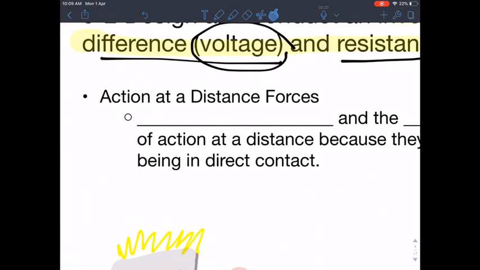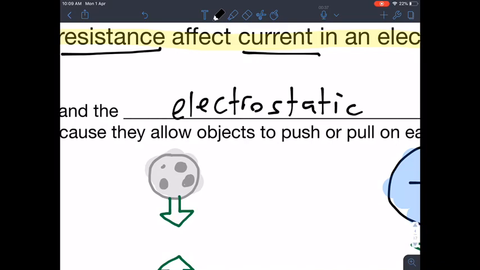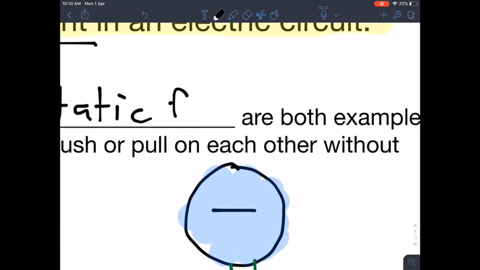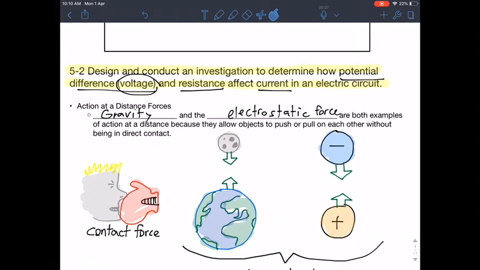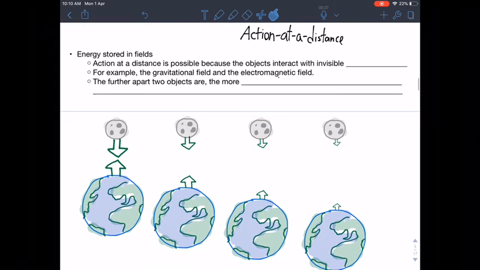So here we're going to talk about gravity and the electrostatic force. Sorry, I need to put the word force in there. These are both examples of action at a distance because they allow objects to push or pull on each other without being in direct contact.